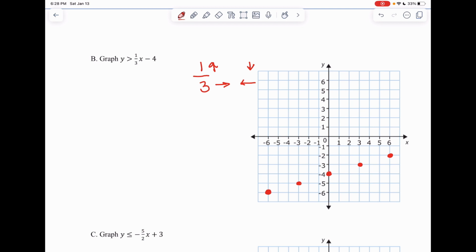My second step is to determine if my boundary line is going to be solid or dashed. If I look at my inequality, because there is no line underneath, it's telling me my boundary line will be dashed. So instead of filling in the line completely, I'm just going to put little small tick marks.